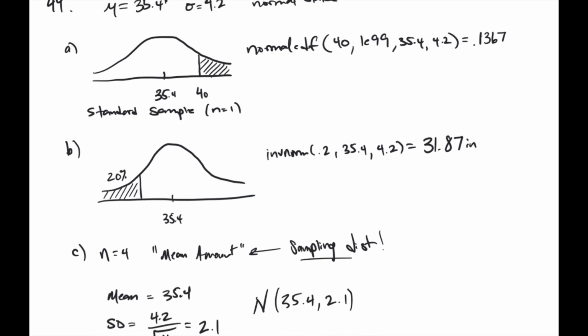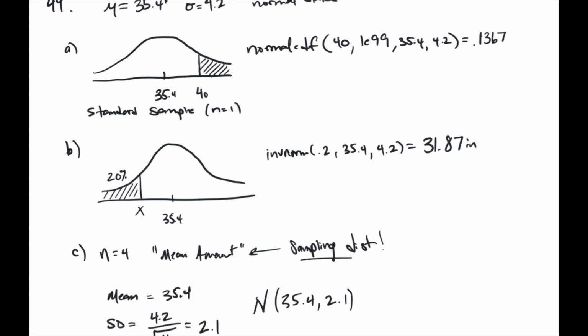Part B goes into inverse norm, giving you a bit of review here. It says, what's the number that marks off the driest 20% of the time of the rainfall? And so I'm looking for that number X that separates the bottom 20% from the top 80. So we would work with inverse norm here. 20% is the area towards the left. I have 35.4 as my mean and 4.2 as my standard deviation. If you had a rainfall that totaled about 31.87 inches or less, the 31.87 separates the bottom 20% from the top 80%.